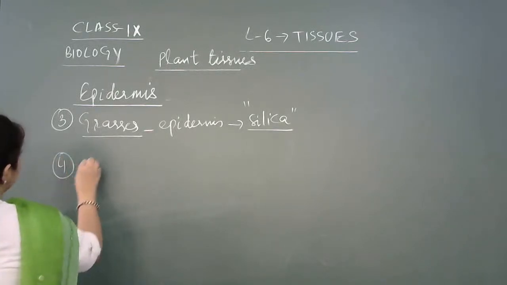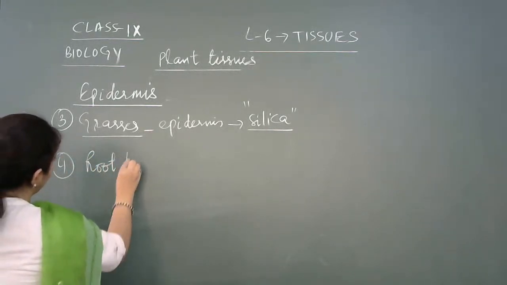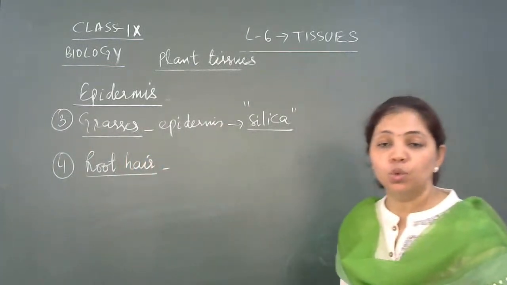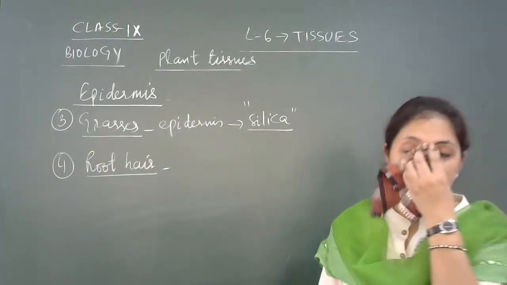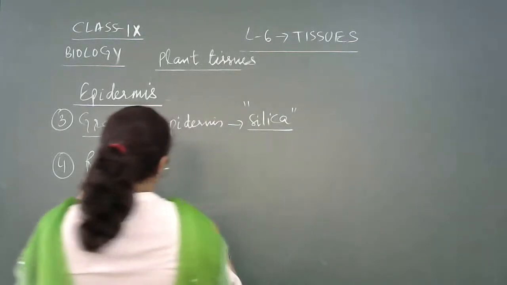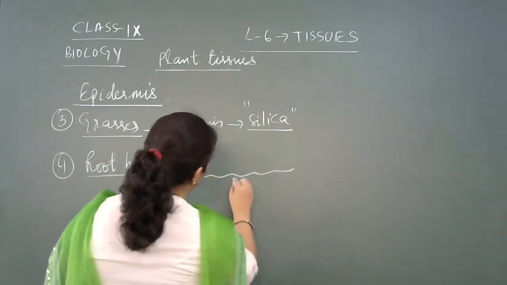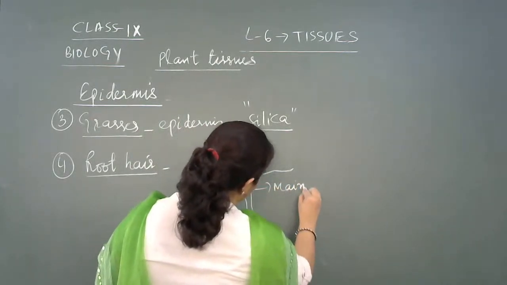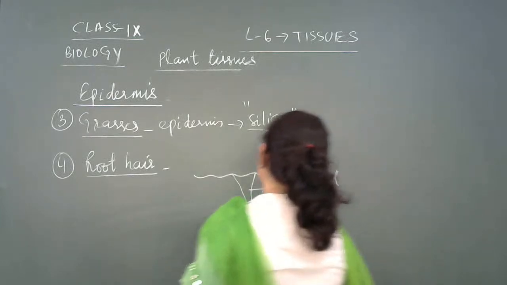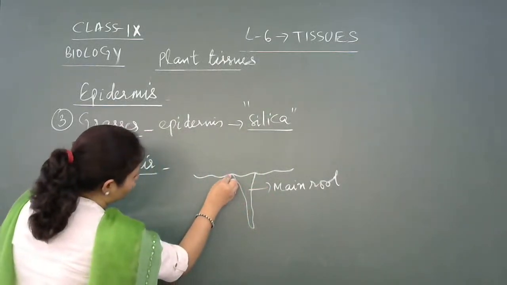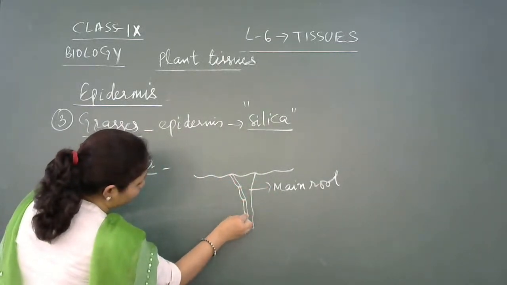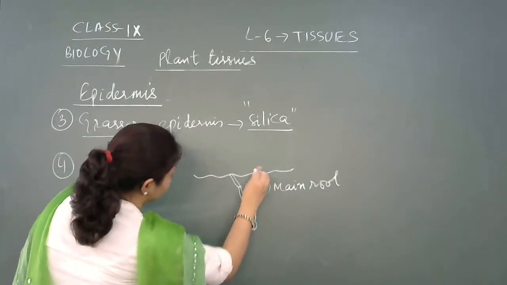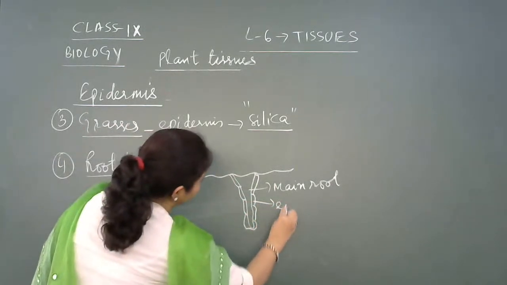Another one is in the form of root hair. In the form of root hair. Yes. So sometimes in case of young roots, say for example, this is the main root, and from the surface of the root, that is from the epidermis cells of the root, like this. So this is the epidermis.